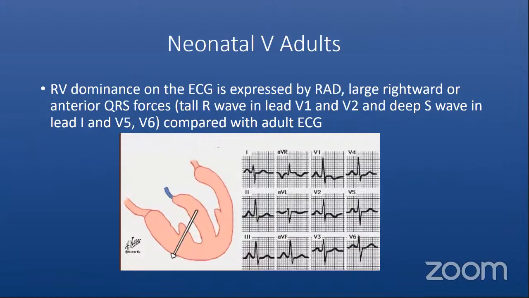RV dominance on the ECG is expressed by right axis deviation, meaning that in lead 1 you will see more of the S wave, and aVF is upright. You will see more rightward forces, mainly the tall R wave in leads V1 and V2, and then deep S waves in lead 1 and leads V5 and V6.